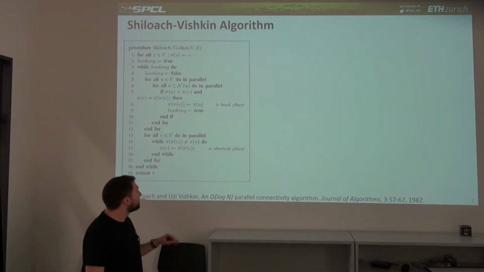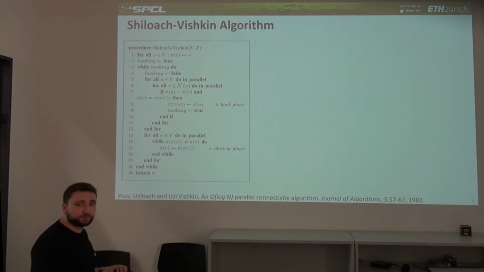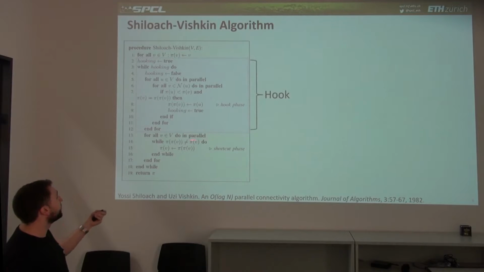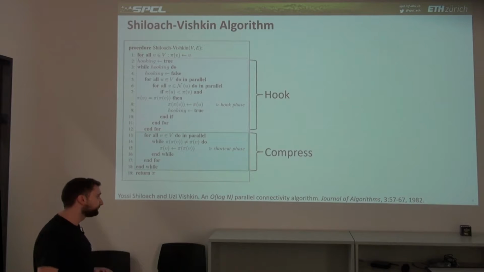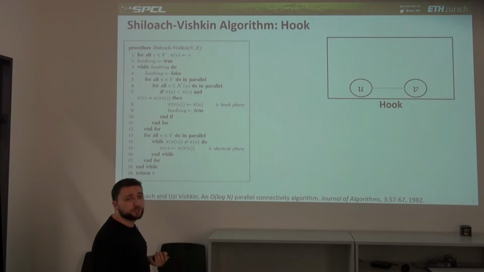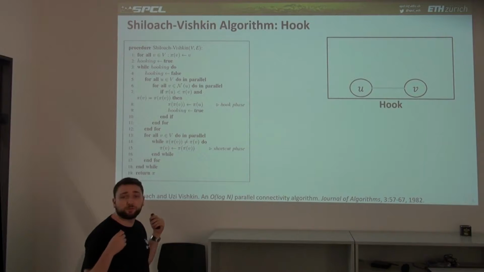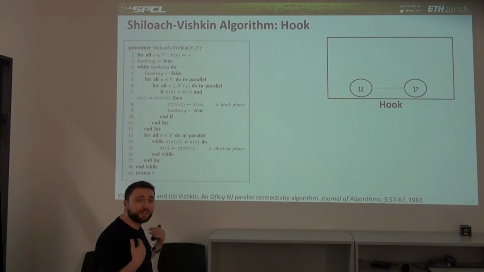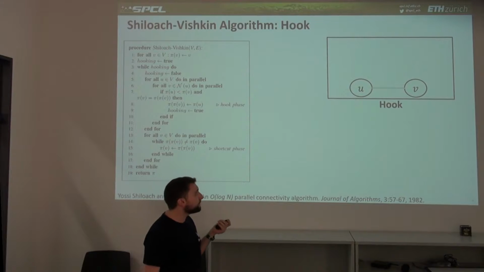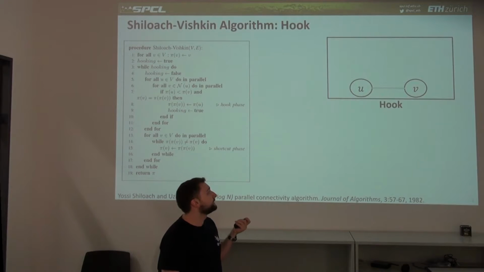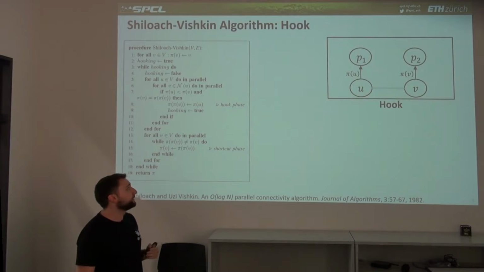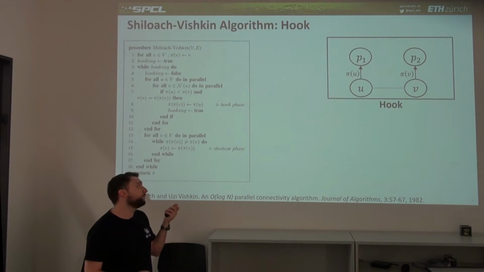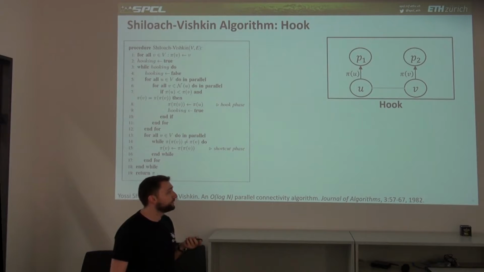So, in more detail, the Shiloach-Vishkin algorithm has two steps, hook and compress, sometimes also called shortcut. In the first step, the hook phase, we loop over all the edges in parallel. And if we have, for instance, an edge connecting U and V, we look at their parent pointing trees. The parent of U we set to P1, the parent of V we set to P2.